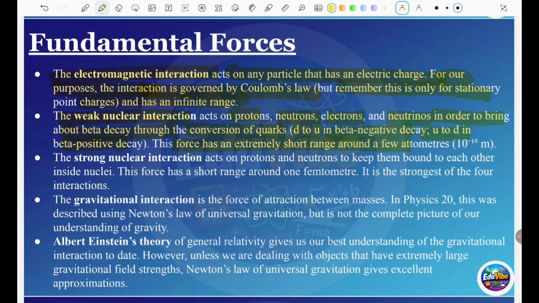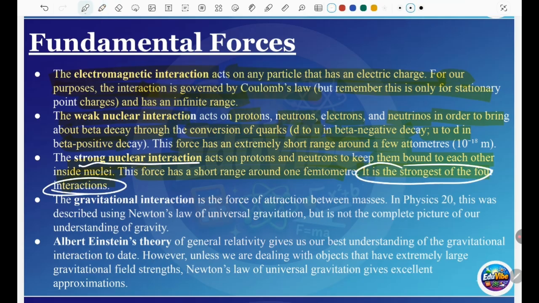Then we move to the strong nuclear force, which acts on protons and neutrons only. We discussed that topic during the particle zoo topic. It keeps them bound to each other inside the nuclei. This force has a short range of around 1 femtometer. It is the strongest of the four forces. That's why it is the strongest of the four attractions.